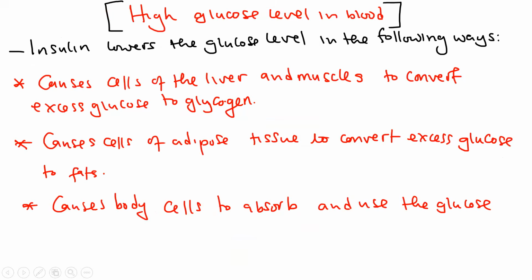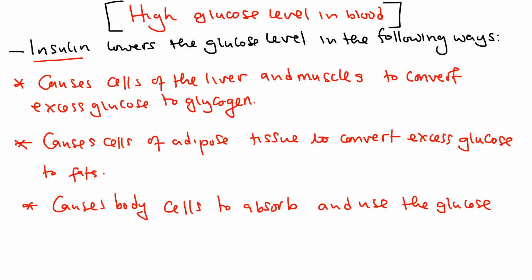We know insulin. Now, let us look at two conditions. When there's high sugar level in the blood, how does the pancreas respond, or how does it regulate the sugar level? We said it has to be maintained at a normal level. So when there's high sugar level in the blood, the pancreas secretes insulin through the beta cell. The insulin lowers the glucose level and brings it to the normal level.